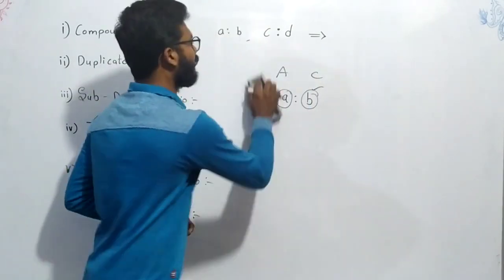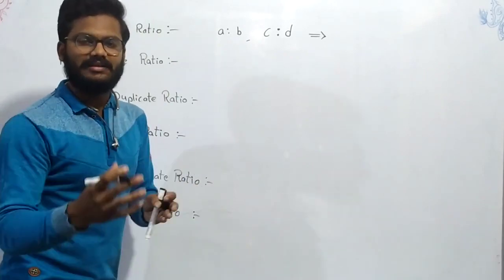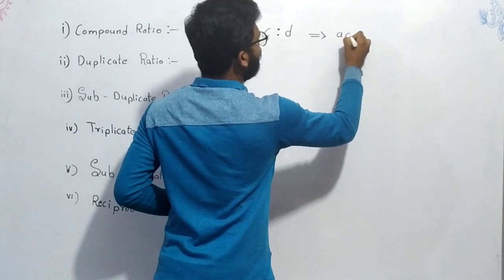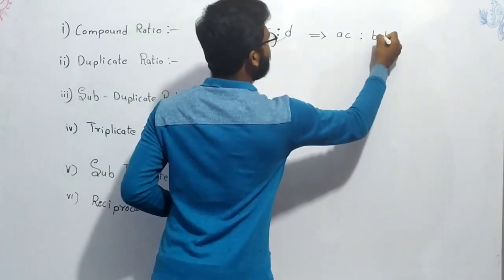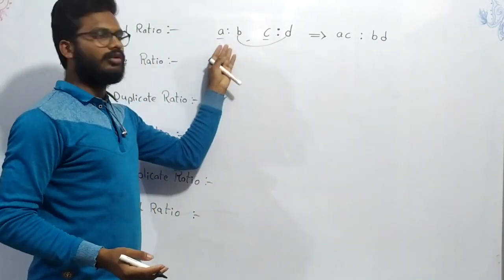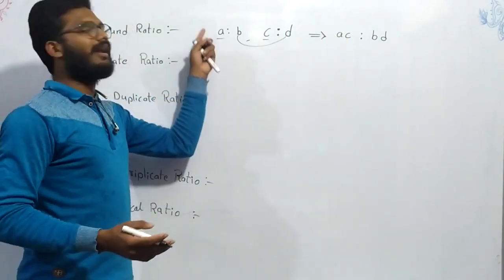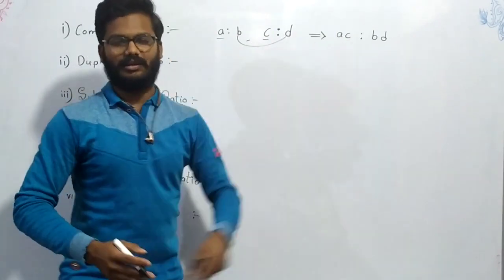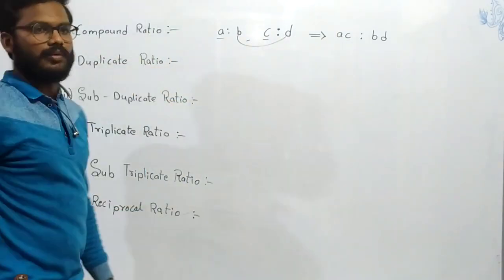So, compound ratio is nothing but the ratio of the product of antecedents to the product of consequents. So A into C is to B into D, that is AC is to BD. In the same way, if we have three ratios, A is to B, C is to D and E is to F, then the compound ratio is nothing but ACE is to BDF. Yeah.